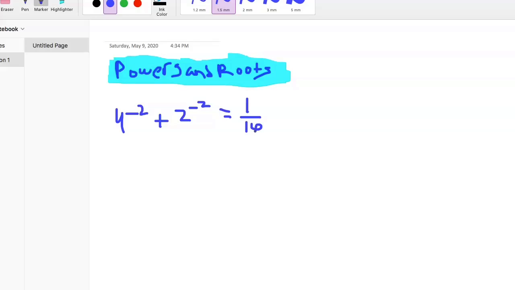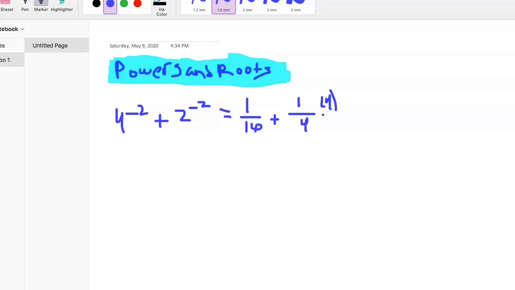Doing the same stuff we just did, plus 2 to the negative 2: 2 squared is 4, and we put a 1 on top, so 1/4. So we have 1/16 plus 1/4. All right, so how do we add these together? Here we need the common denominator. We want both of these denominators to have 16 on the bottom.